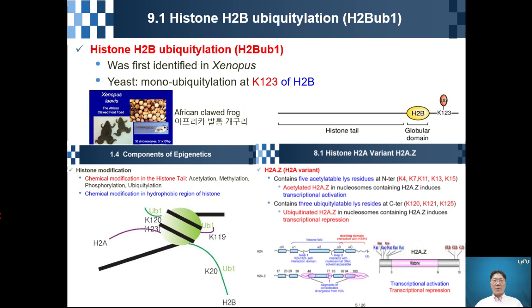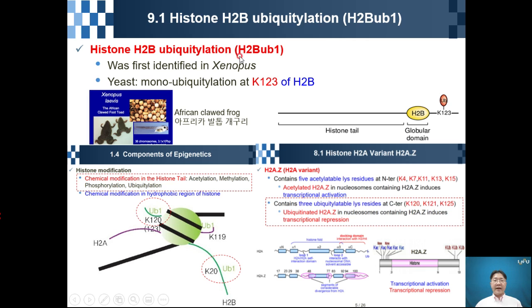So in this slide, I will explain the first subject, histone H2B ubiquitylation. Previously in Chapter 1 and Chapter 8, we briefly covered histone ubiquitylation, especially chemical modification in the histone tail, and also where ubiquitination can happen. And also in Chapter 8, we learned that H2AZ contains three ubiquitylatable lysine residues at the C-terminal. Today's lecture we will cover histone H2B ubiquitylation.